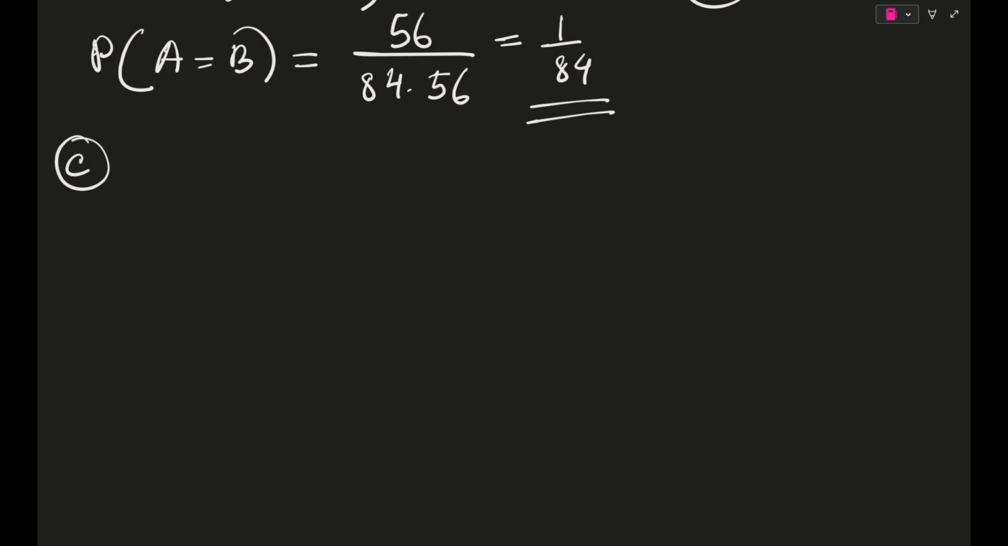Anyways guys, so let's move on. The probability that Mr. A's number is greater than Mr. B's number is given to be 37 by 56. So I guess we can take a number of cases here.